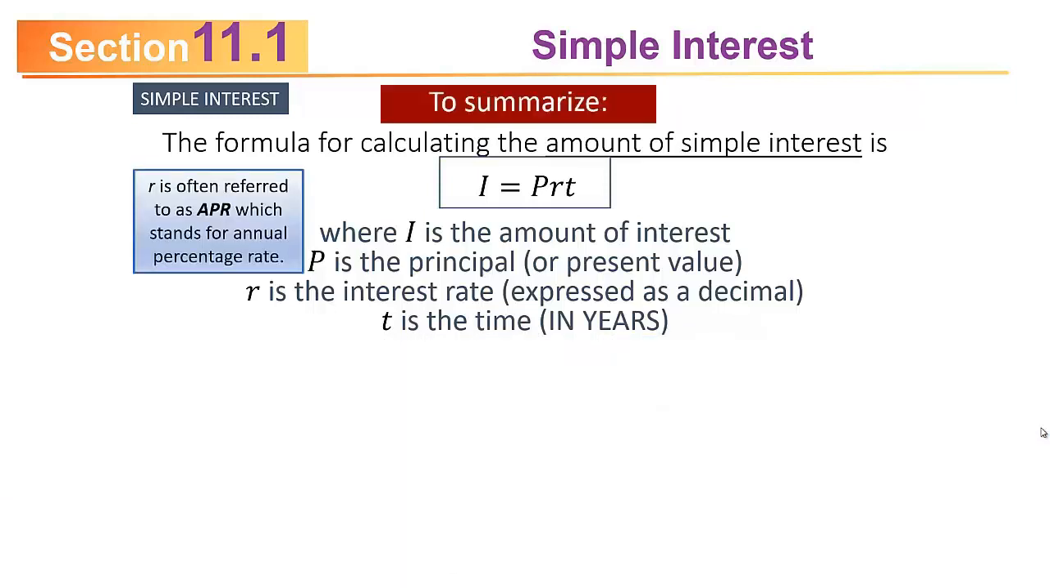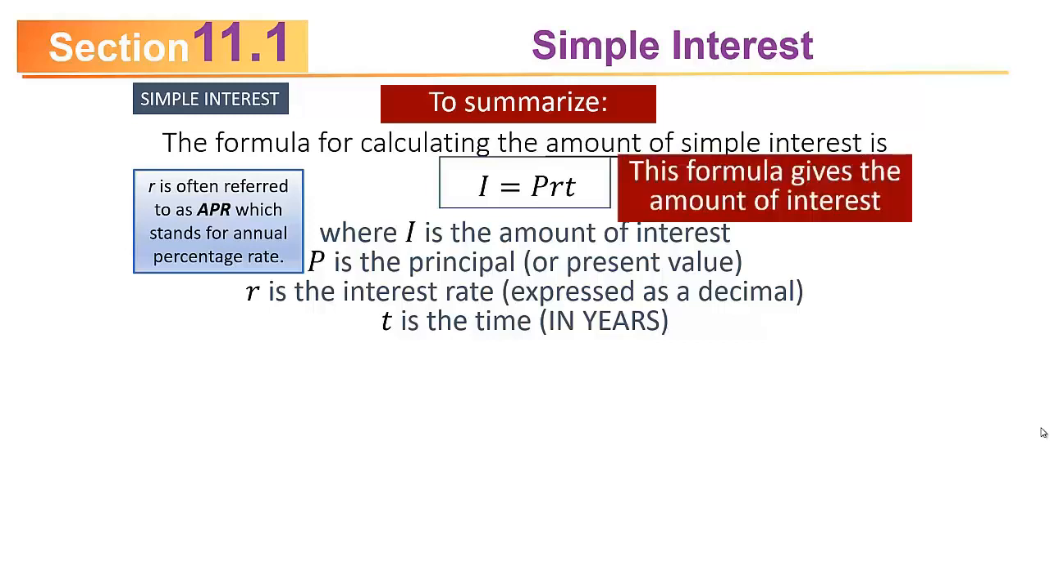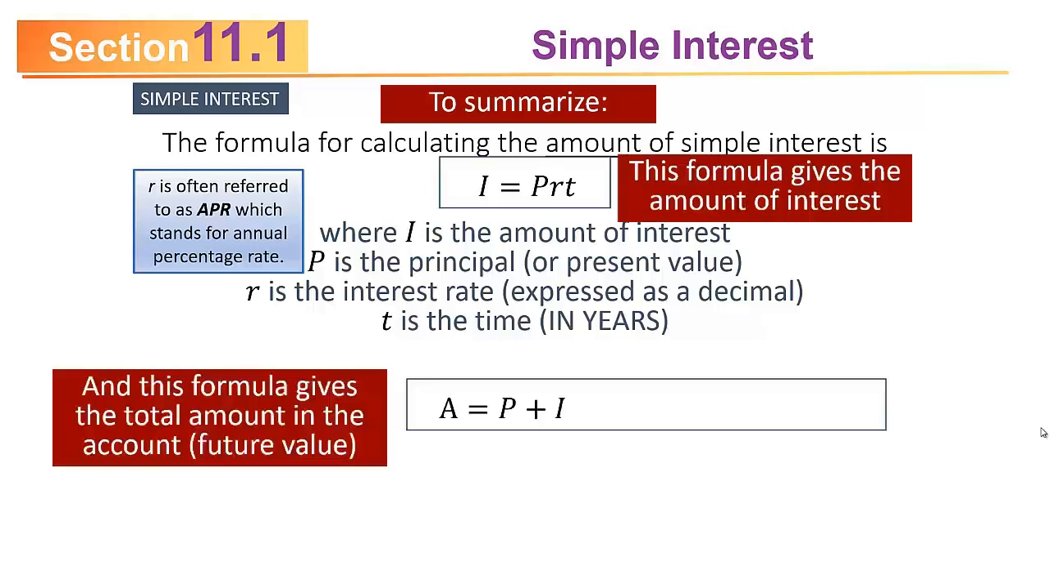Now, just to summarize, I put the formula back up here again. The formula for calculating the amount of simple interest is capital I equals capital PRT, where I, P, R, and T are as defined earlier. That's the amount of interest.